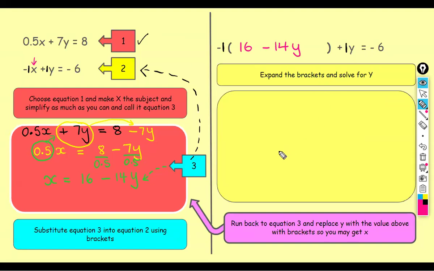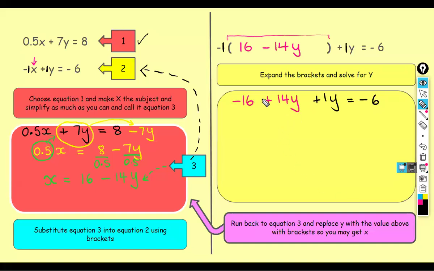Now we have to expand the brackets and simplify. Everything in the brackets gets multiplied by what? Minus 1. Minus 1 multiplied by positive 16 is minus 16. Minus 1 multiplied by minus 14. When you multiply two minuses, you're going to get a positive. Then you put back the positive 1y and the minus 6.